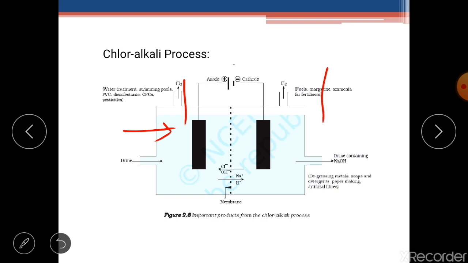One more thing, this process of preparation of caustic soda is known as the chlor-alkali process. Just because in this reaction, chlor means chlorine and alkali, which is our NaOH, get produced. So that is why this process is known as the chlor-alkali process.